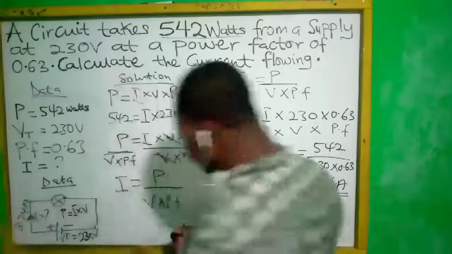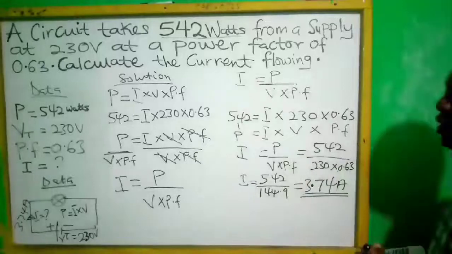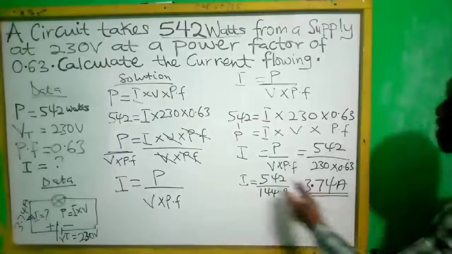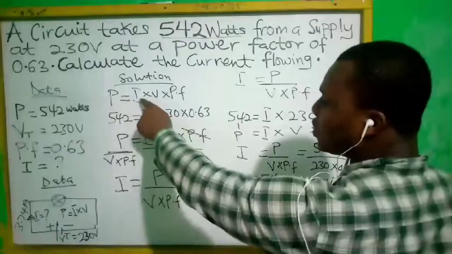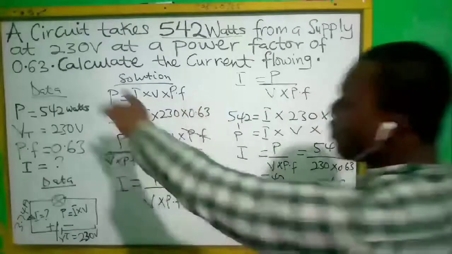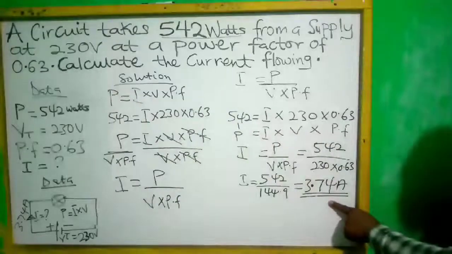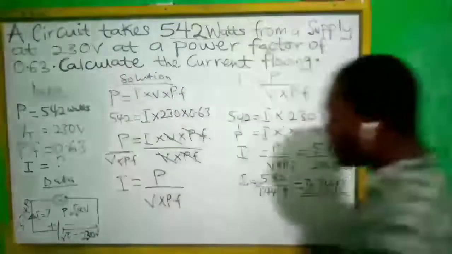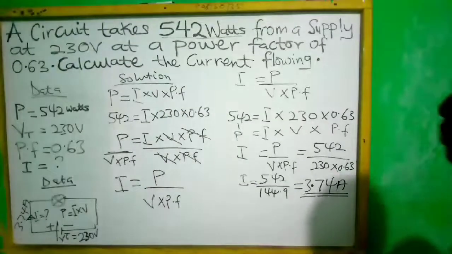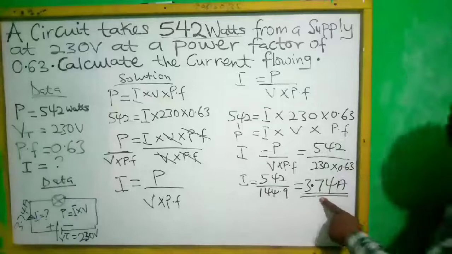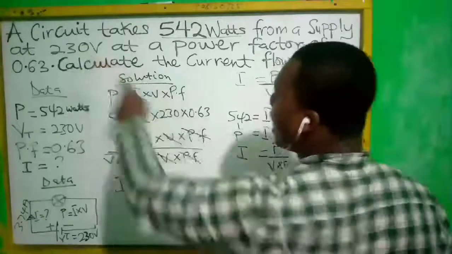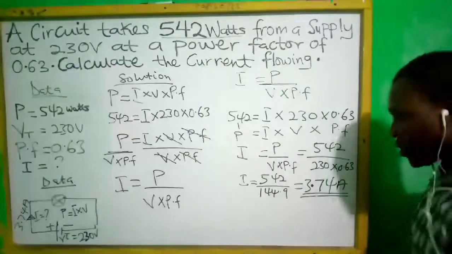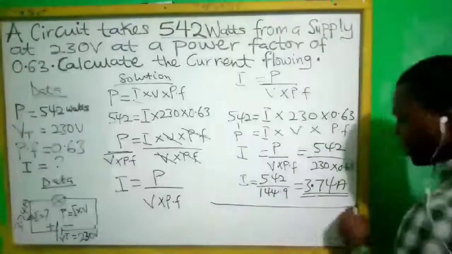3.74 amps. All right, when you get here, the question did not ask you to prove, but you can prove by bringing this current. Now, power is equal to current times voltage times power factor. Now we have the current, we have the voltage as 230, we have the power factor as 0.63. I want us to multiply this current by the voltage by the power factor and see whether we'll get the power. Then that tells us our answer is correct. So we are doing it here to see.